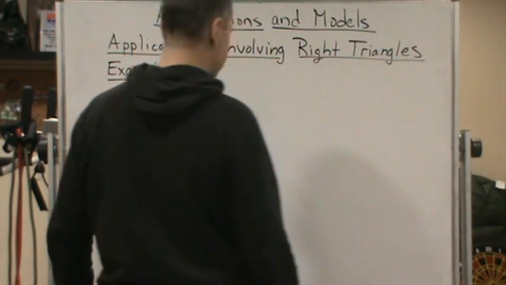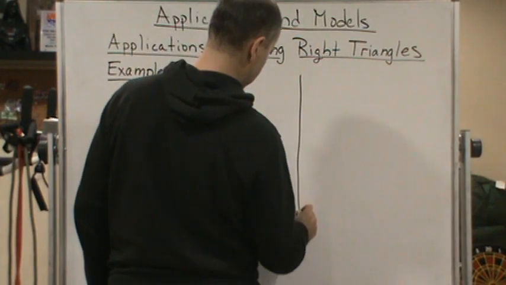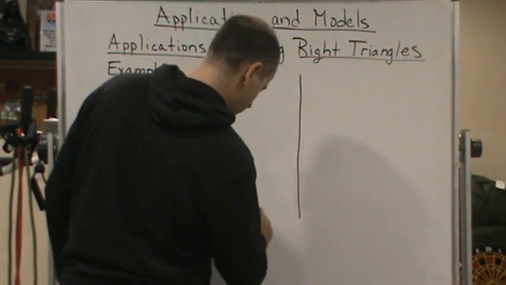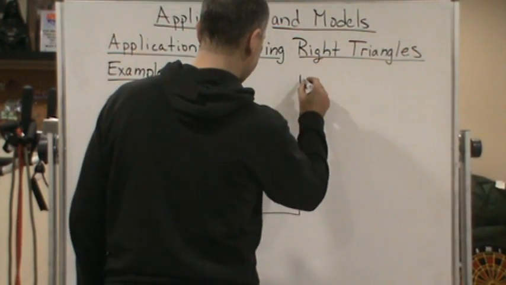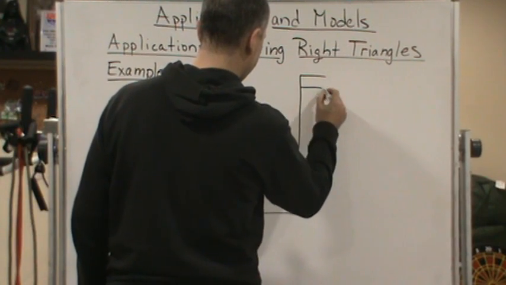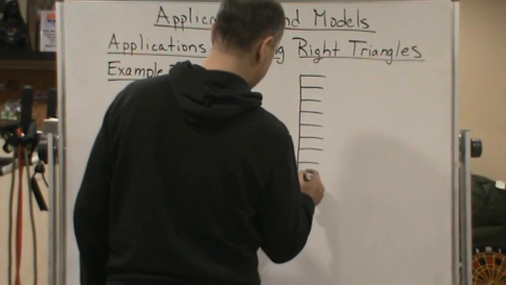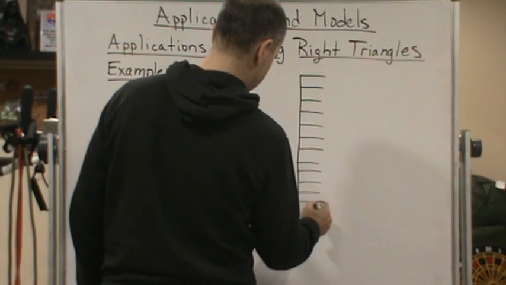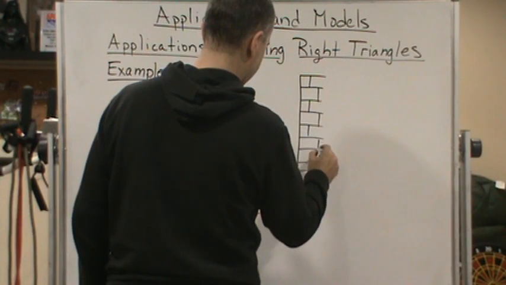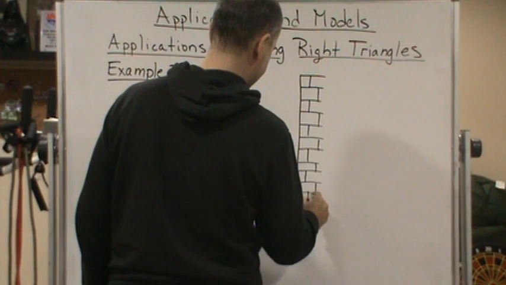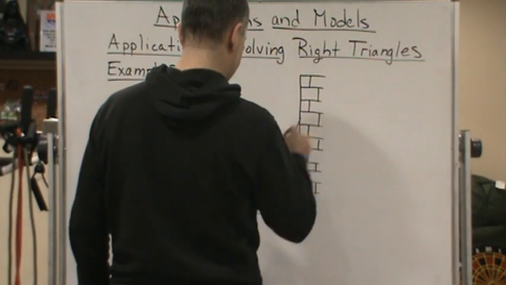Okay. So let's draw the picture. We've got a building, right? And we've got the ground, and we've got this ladder. Let's say we've got something that looks like this. Okay, and I've got a ladder, like so, right?